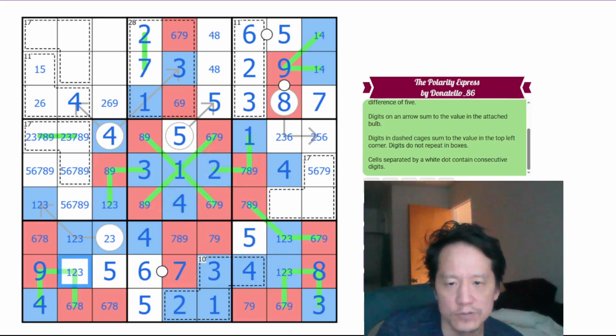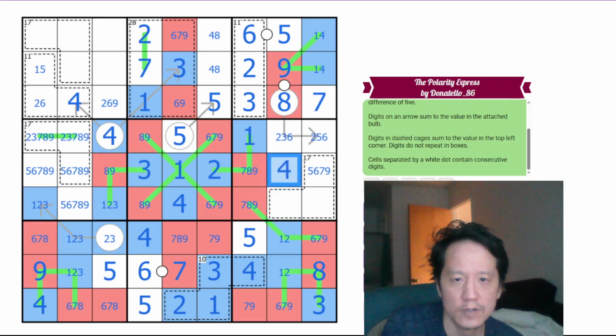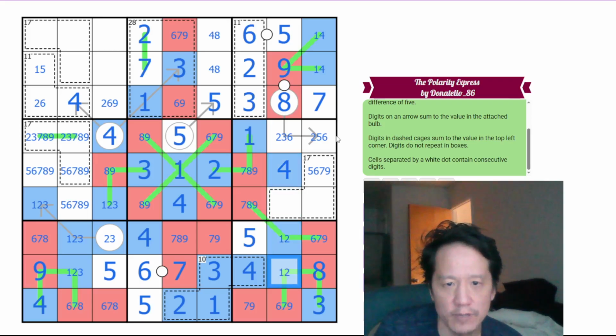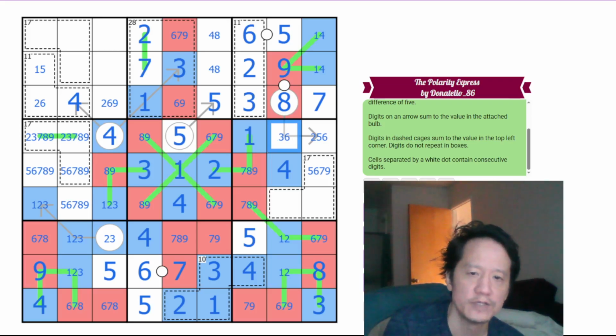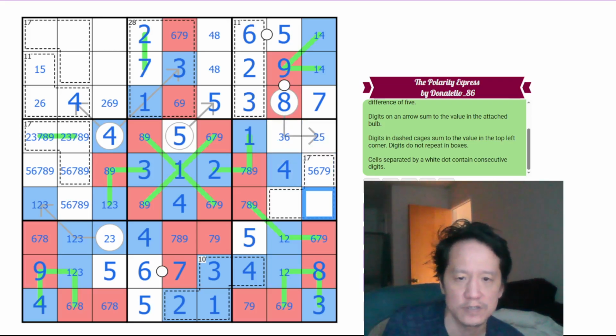This is a low also. These cannot be 3 here. Therefore, we have a 1, 2, 1, 2 pair in column 8, which eliminates 1, 2, the rest of the column. This can't be 2, so this can't be 6.